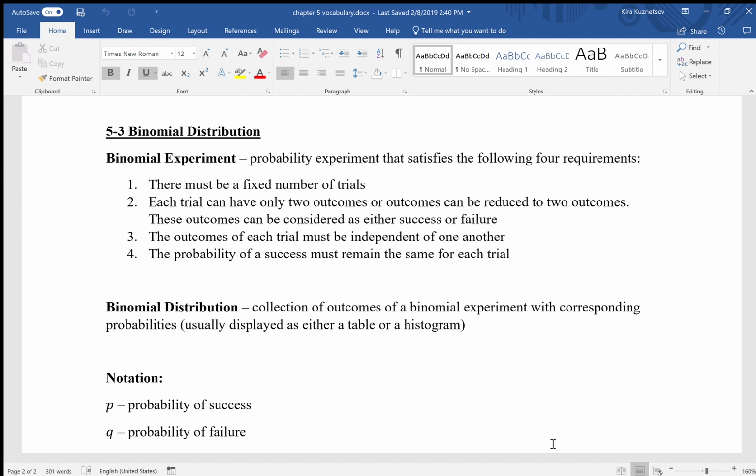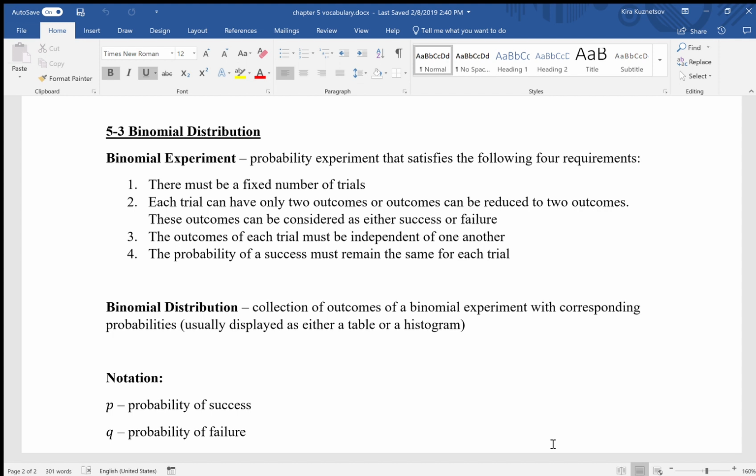There must be a fixed number of trials. So we cannot talk about infinite things, we cannot talk about theoretical things. It's something like you try to hit a basket of basketball and you're trying to do this 10 times. So this is the fixed number of trials, the 10.